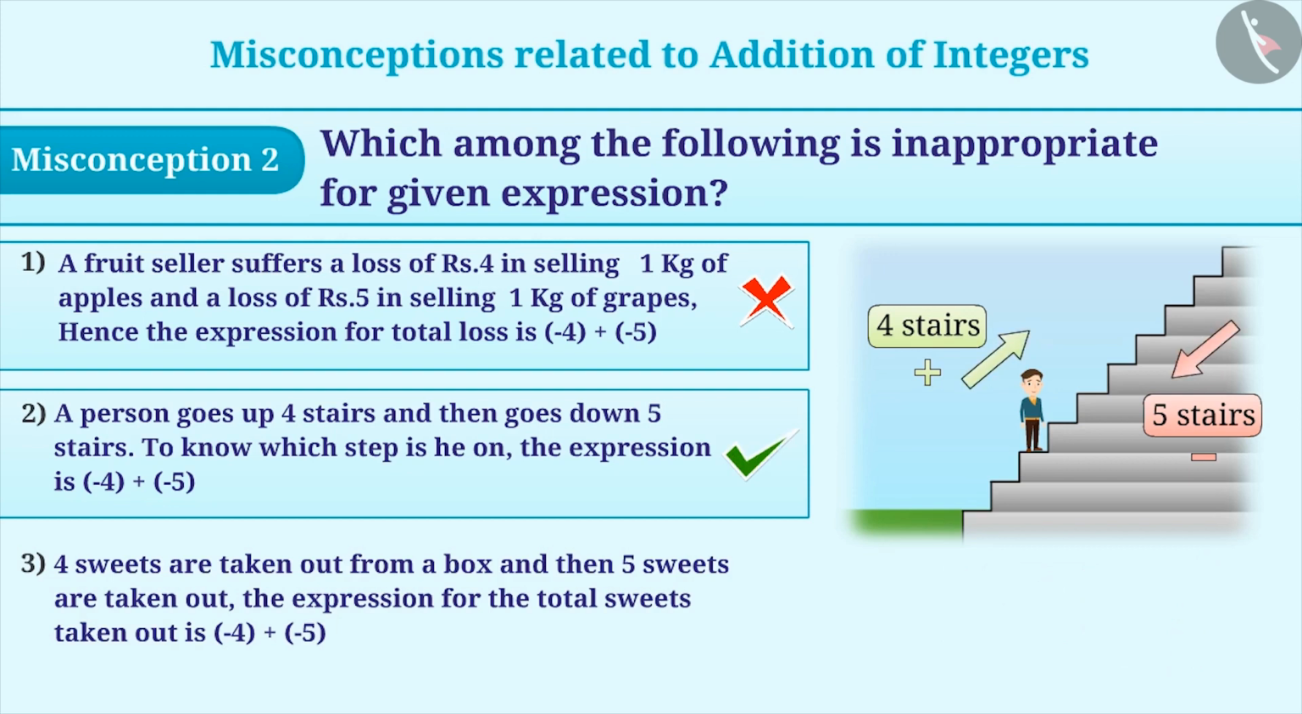Sometimes students neglect upward and downward directions. As a result, they add the number of stairs and find the current position. This is an incorrect method.